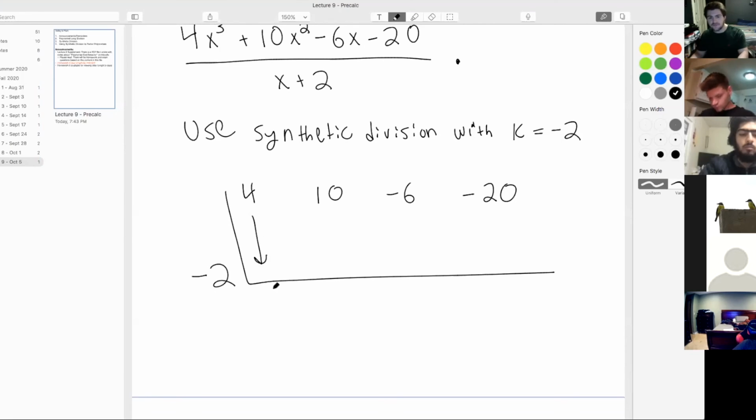Good, so I'm just going to go through this slightly quicker. So you bring down the 4. 4 times -2 is -8. Put that right there. Now do 10 plus -8. Add up the column. That will be 2. Now do 2 times -2, which is -4. Add up the column. -6 plus -4 is -10. Do -10 times -2, you get +20. Add up the column, you get 0.